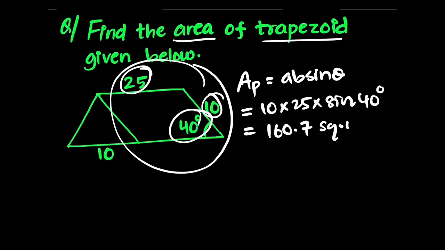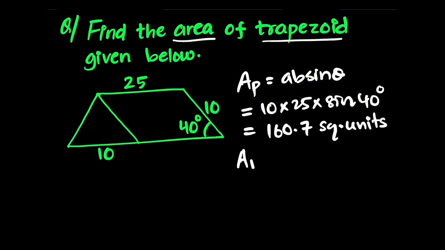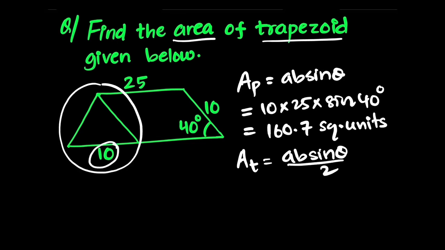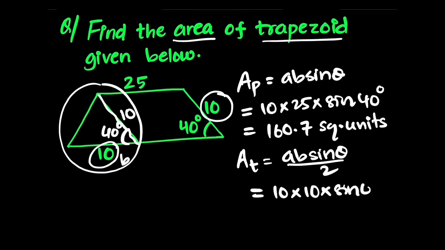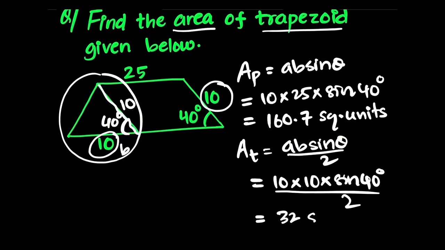160.7 square units. Now let's find the area of the triangle denoted by a subscript T, which is ab sine theta divided by 2. So in this triangle, the side length 10 is b, while this side length is a, which equals 10, and then the angle here is 40 degree. Substitute in the formula. a here is 10, b also equals 10, and then angle here is sine of 40 degree divided by 2, which gives us 32 square units.